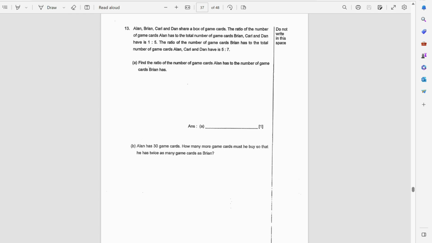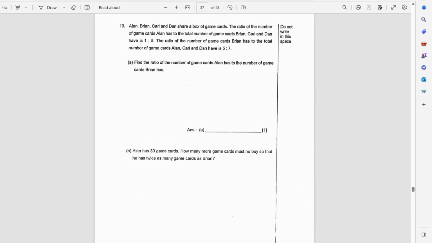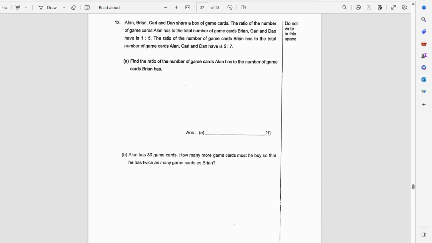Today I'm going to share with you how to solve a word problem involving ratio, which is a primary 5 topic. Let's start. Now there are 4 boys in this question named Alan, Brian, Carl and Dan. Let me name them A, B, C, D for ease of annotation.